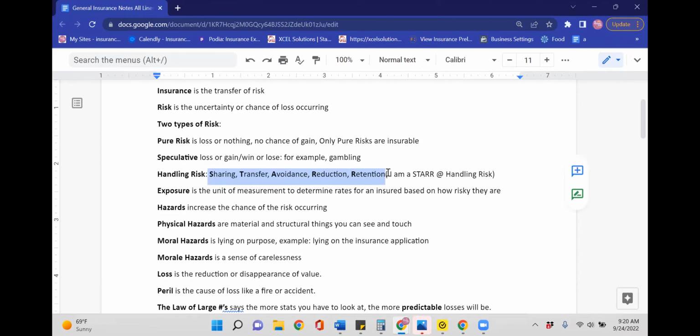You don't need to know it all, okay? 100% would be knowing the definition to every single one of these. 70% is remembering that I'm a star and I share, I transfer, I avoid, I retain, I reduce. That's what you need to remember. I am a star at handling risk. I share it, I transfer it, I avoid it, I reduce it, I retain it. I am a star at handling risk, okay?